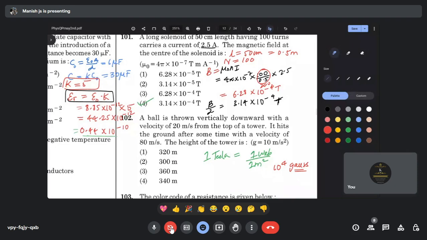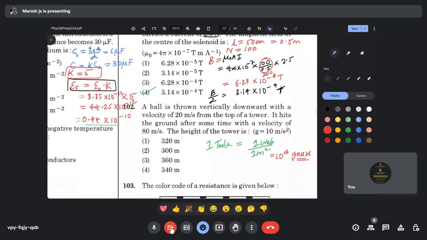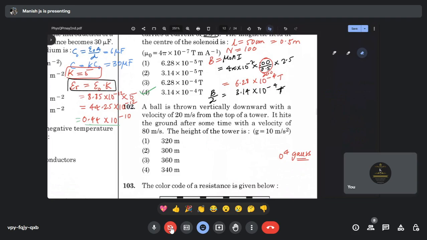Even Weber also, Weber per meter square also. Okay. Yeah. So these are all the units which are associated. Sure. So we'll now move on to the next question.